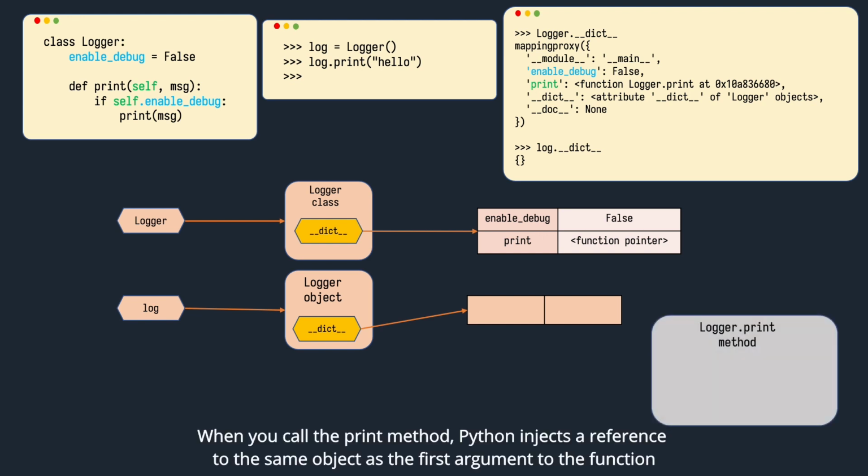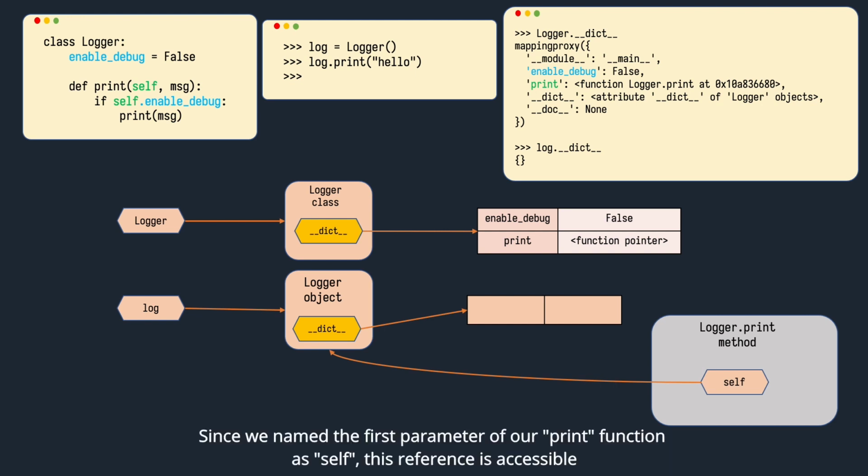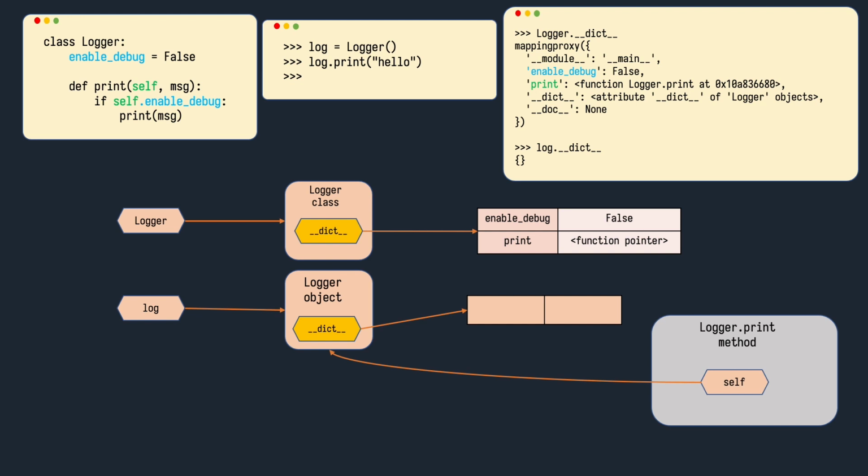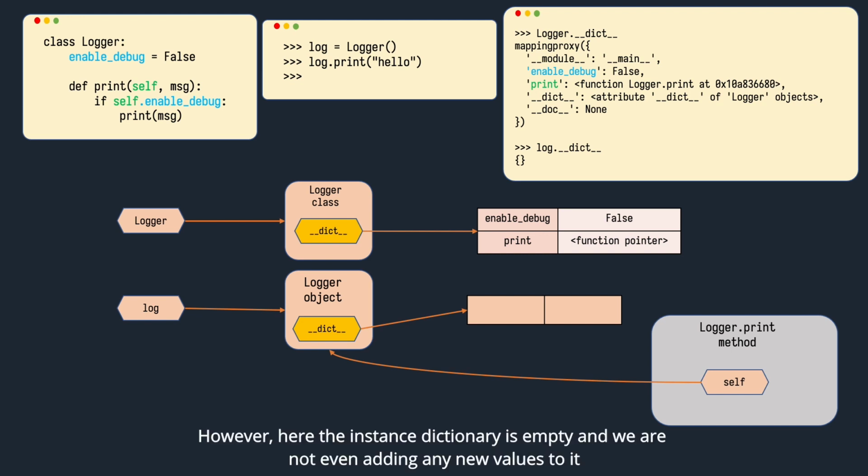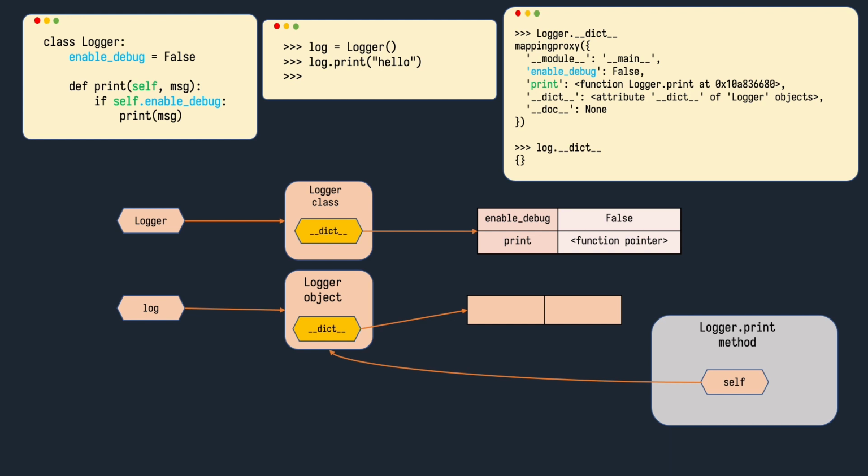When you call the print method, Python injects a reference to the same object as the first argument to the function. Since we named the first parameter of our print function self, this reference is accessible using self within the print function. This is what it means to be a bound method. The purpose of the self reference is to access the object's attributes, that is, whatever values are stored in its instance dictionary. However, here the instance dictionary is empty, and we are not even adding any new values to it.